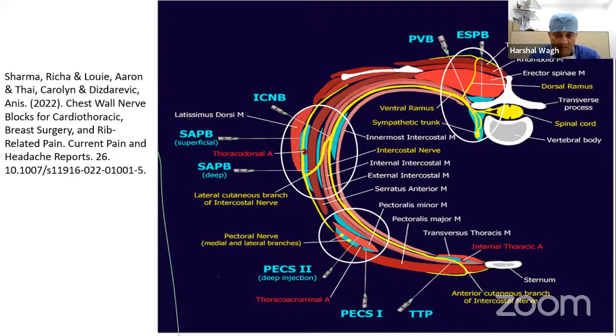And then comes your parasternal blocks, which is going to be either a PIFP, the pecto-intercostofascial plane block, which is just underneath the pectoralis major. And if you go even further internally, between the pectoralis major and the transversus thoracis, it becomes the TTP block. We'll come to that in a bit.